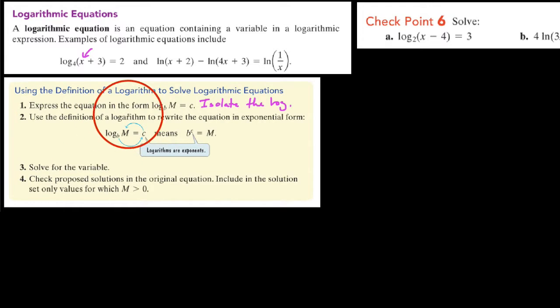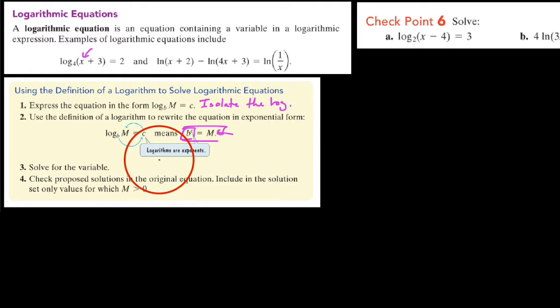But number 2 says using the definition of a logarithm, let's rewrite the equation into an exponential form. Recall that our base here to the power of this c over here gives us m. In other words, if we were solving for m, I can tell you straight up that m equals b to the power of c. So in this case, if I'm solving for m, then I'm done. But if there is something more than just m, maybe an expression, we can solve for the unknown at that point and then check our solution by plugging it back into the original equation.